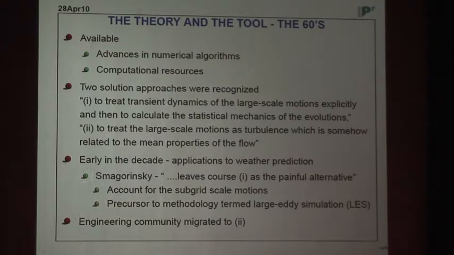So keep that in mind. The engineering community, because we had different problems we were looking at, we didn't have these scales over several kilometers, the engineering community migrated to option two, to treat the large-scale motions as turbulence, which is somehow related to the mean properties of flow. That is, let's model the whole spectrum, and we'll relate that to the mean velocities.